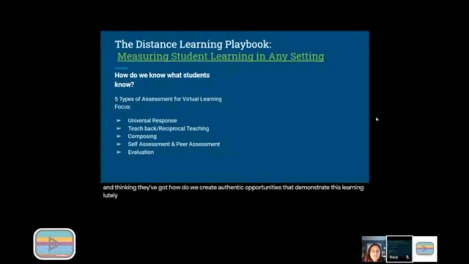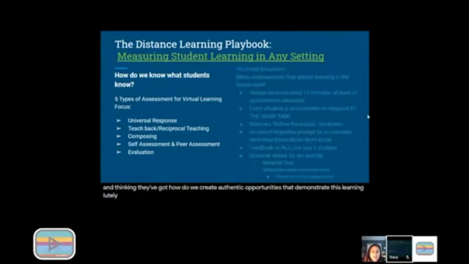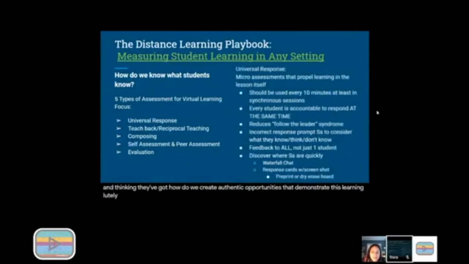They focused on 5 types of assessment for virtual learning, and we're going to dive into 3 of these specifically. So let's start with the universal response. Universal response is targeted in the lesson. It's going to be a way for students to respond at the same time.